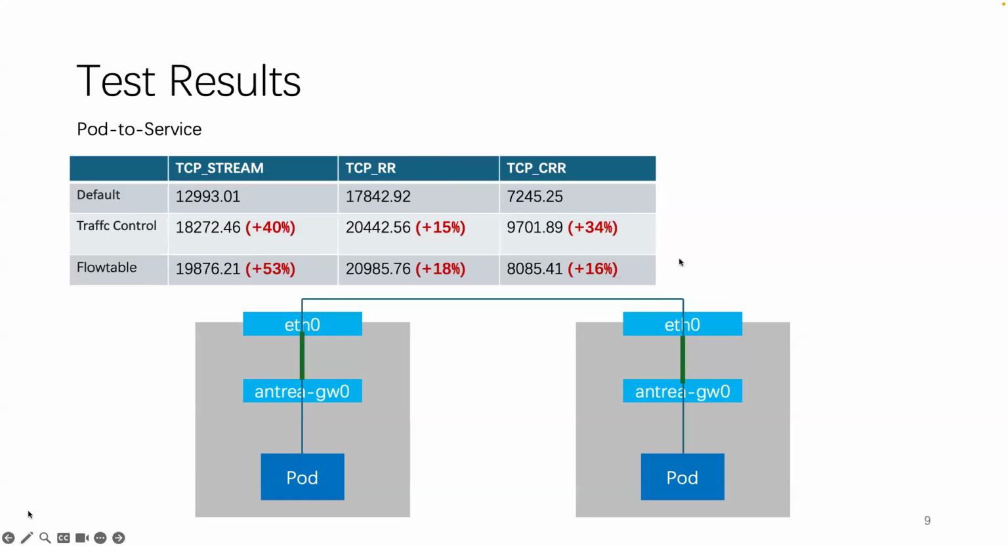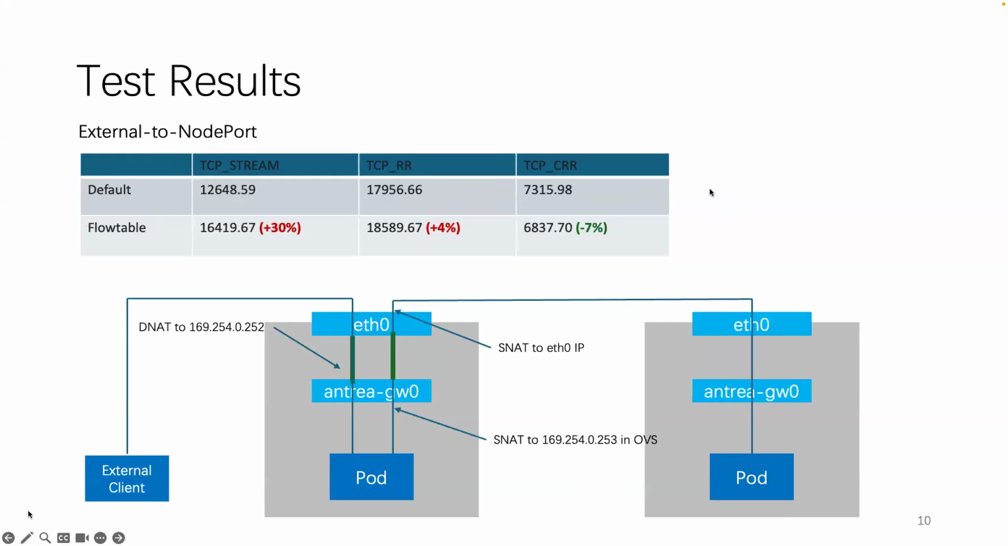For port to service traffic, the result is almost the same as that of port to port traffic. For external to node, I only tested the external to nodeport traffic, and its backend is on a remote node.